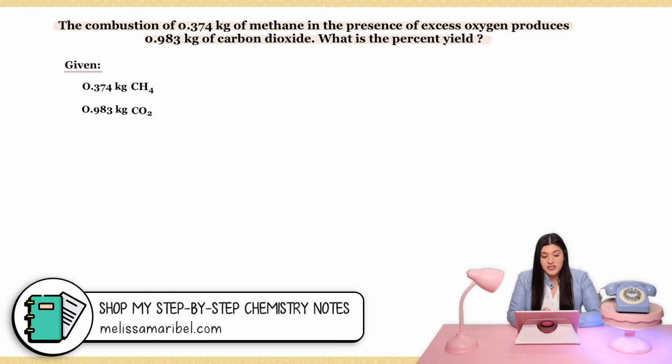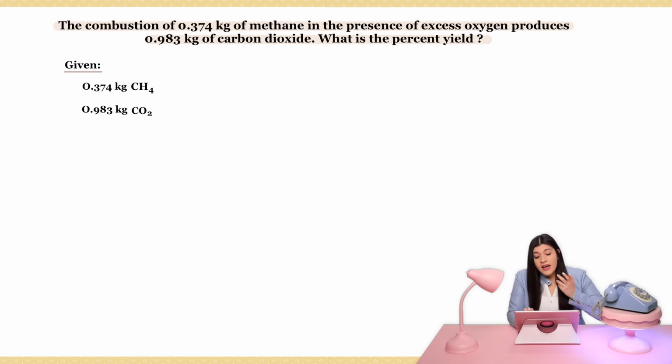By the way, what methane actually is, it's CH4. And then it says the presence of excess oxygen, but that doesn't tell me how much oxygen we have. It produces this amount of carbon dioxide. Because it produces carbon dioxide, that must be our product since it's being produced. So, okay, I know that much. Now, what does that really tell me though? Well, I know I'm also looking for the percent yield.